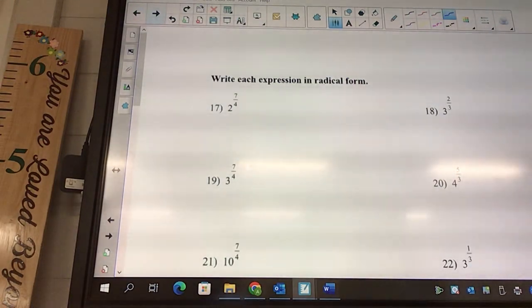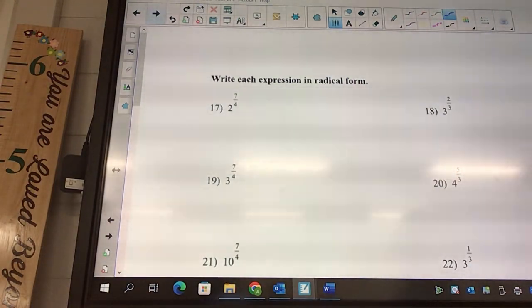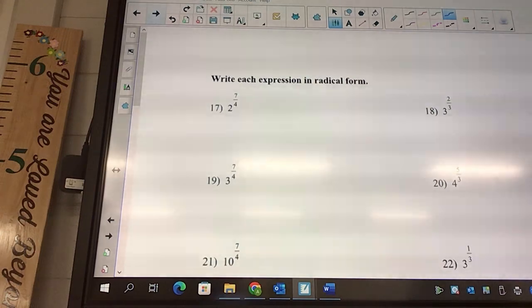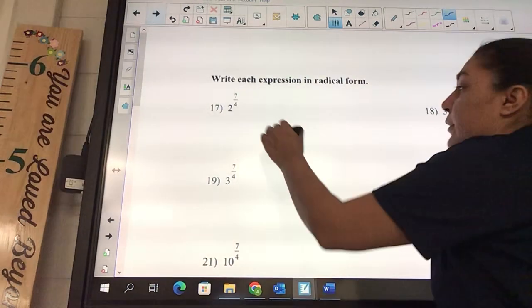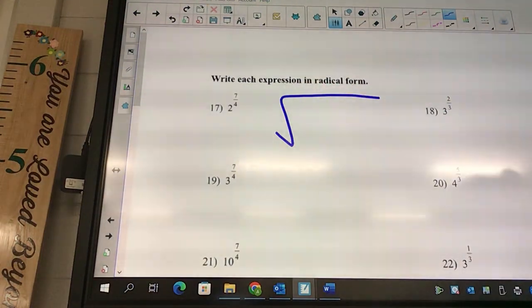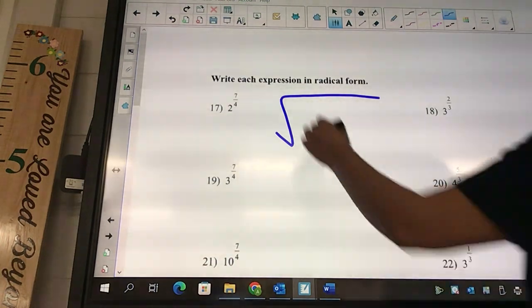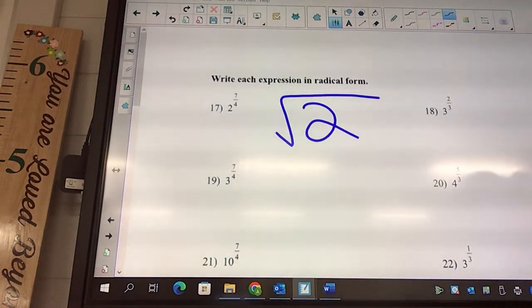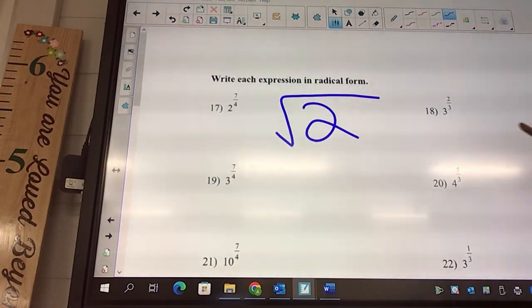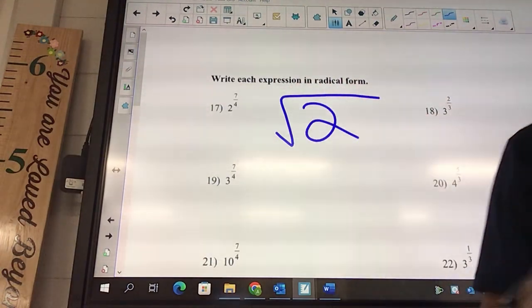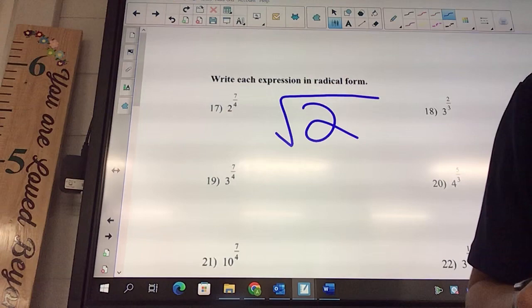Okay, they want you to write it in radical form. Okay, and until you get good at it, you're probably going to have to flip your sheet back and forth. Okay, so obviously, first of all, this is a radical, and we're writing in radical form, so you're going to need the little house. Okay, what is our big number? 2. Okay, for sure. Now, take a second and think. Which one is going to go on the inside? Which one is going to go on the outside?